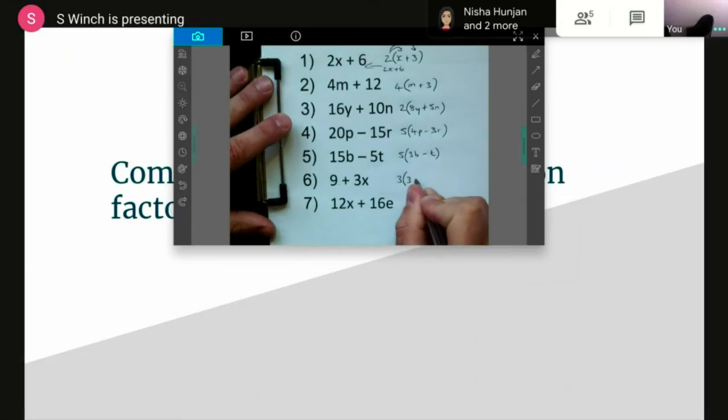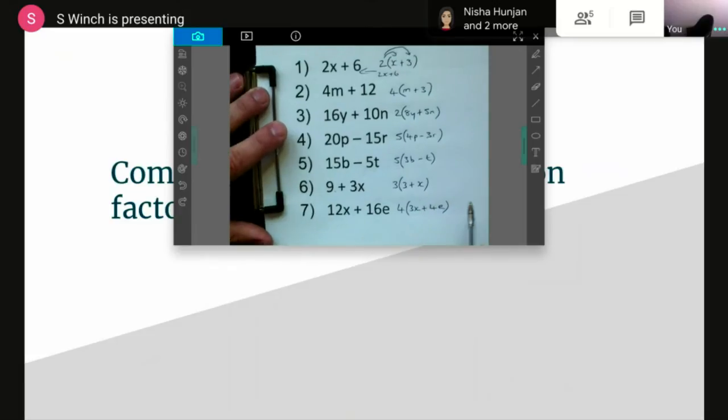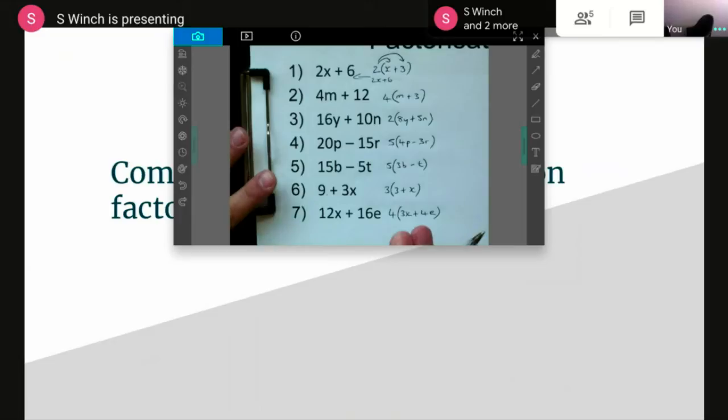3 times 3, and then we're going to just add x. Okay, and that would give us 9 plus 3x. And then the final one, highest common factor of 12 and 16 is 4, with 3x on the inside and 4e on the outside. So that's factorisation in single form.